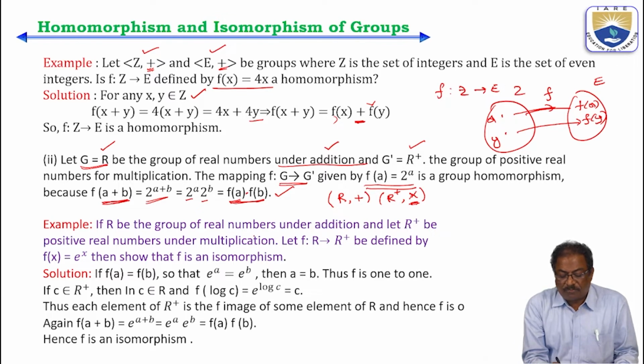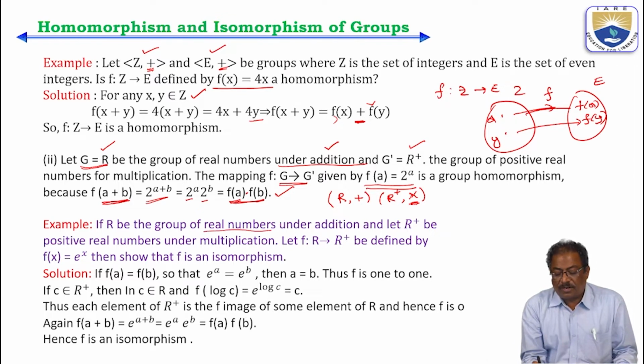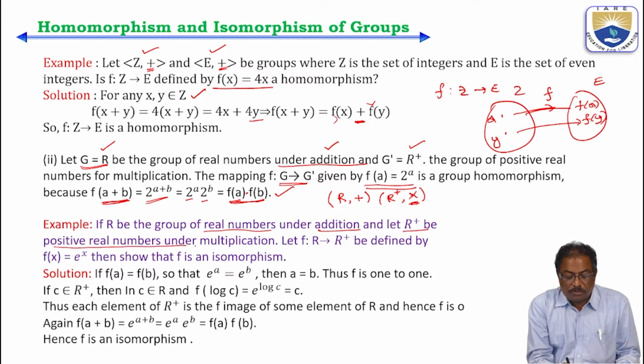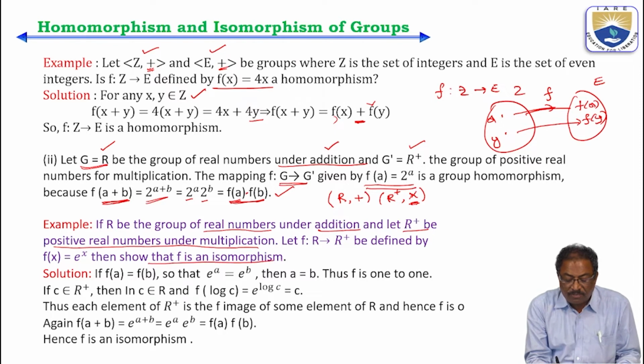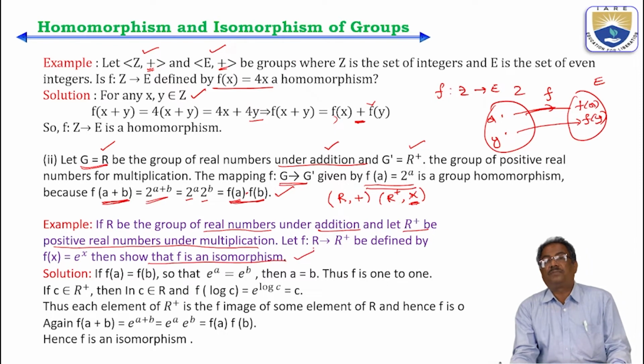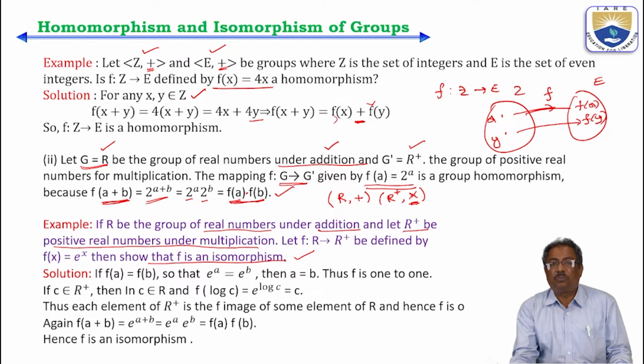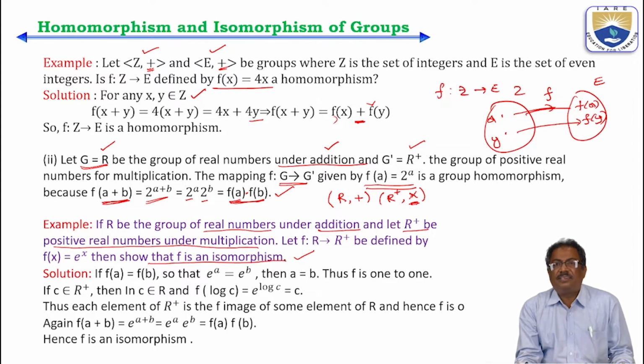Let R be the group of real numbers under addition, and R plus be the positive real numbers under multiplication. Now we have to verify whether it is an isomorphism or not. When we say that a function is an isomorphism, it should be a homomorphism, it should be 1-1, and it should be onto. Whenever these three conditions are satisfied, the function is said to be an isomorphism. Now we have to verify whether it is satisfying them or not.